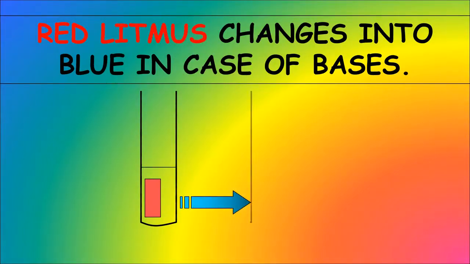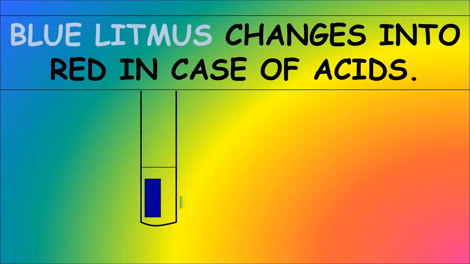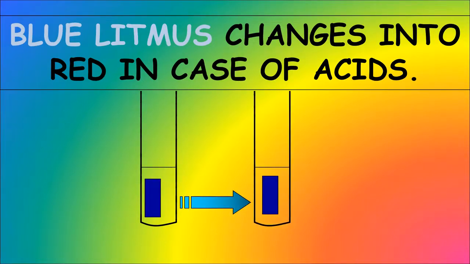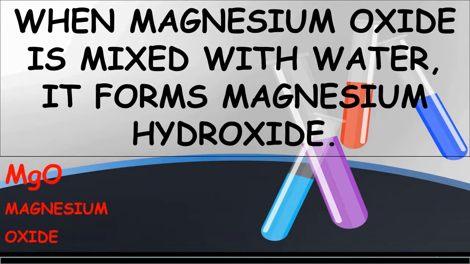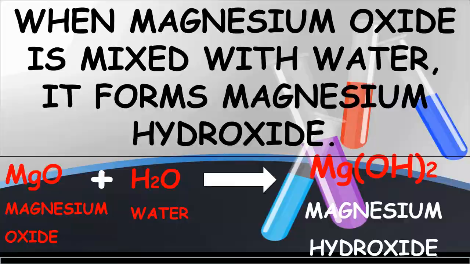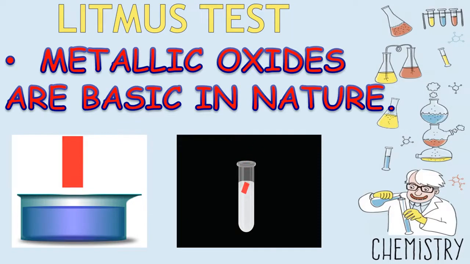Red litmus changes into blue in case of bases. Blue litmus changes into red in case of acids. So, how do we prepare a solution for litmus test? We will mix these with water to prepare a solution. When the red litmus is dipped into the solution of metal oxides, it will turn blue. This shows that metallic oxides are basic in nature.